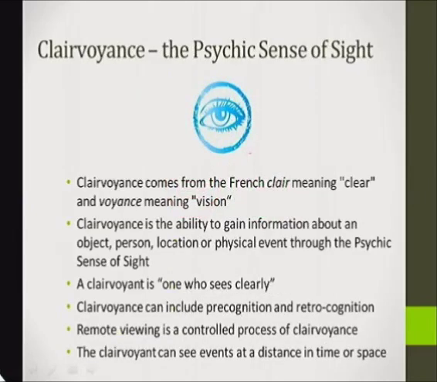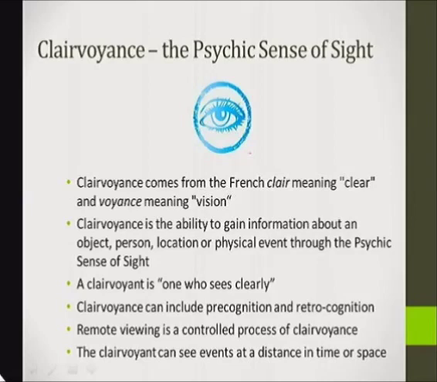So let's talk about the psychic sense of sight. A lot of these terms entered English from the French, which is derivative of Latin. So clair means clear or light, and voyance means vision. And clairvoyance is the ability to gain information about an object, person, location, or physical event through the psychic sense of sight. Often what happens is, on the mind of the reader, on the mind of the intuitive, they're actually seeing pictures, images, or they may be seeing that film footage being shown. And they may be seeing events in the future, or events from the past, or events that are happening contemporaneously, but in another location. So, a clairvoyant is one who sees clearly.